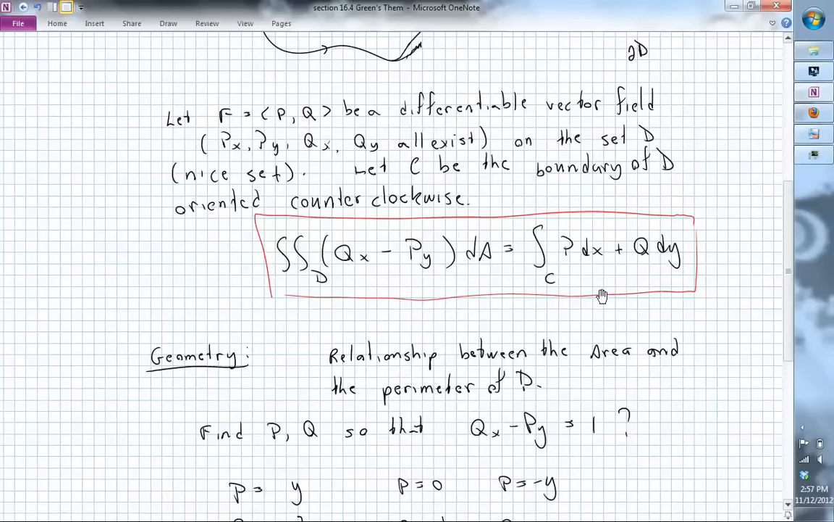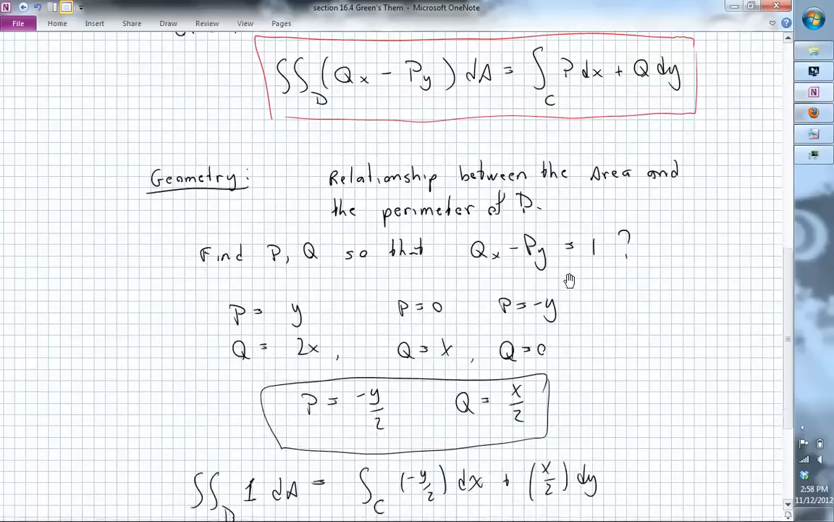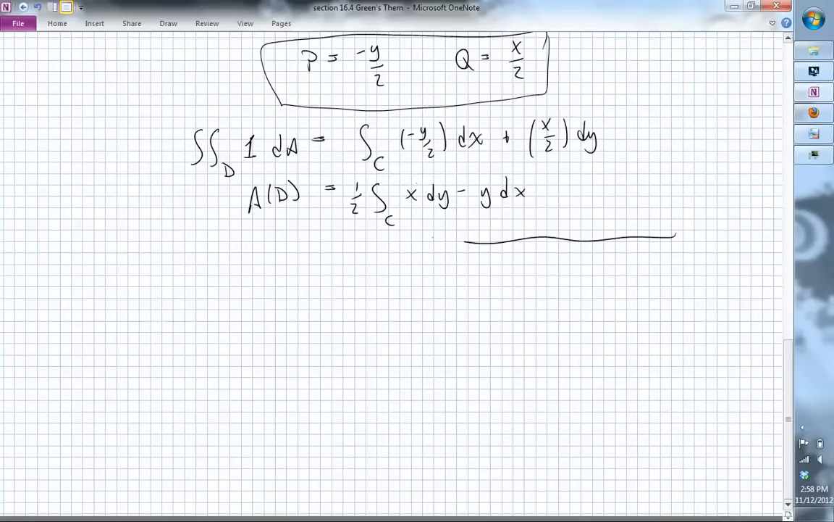And I'll talk a little bit about that after I do some examples. So the remainder of today, what we're going to do is some examples of applying this thing, and then I'm going to pull out two interesting theoretical results that follow from Green's theorem. So let's do a calculation just so you can see how to use this in practice. So I want to start with 16.4.2.